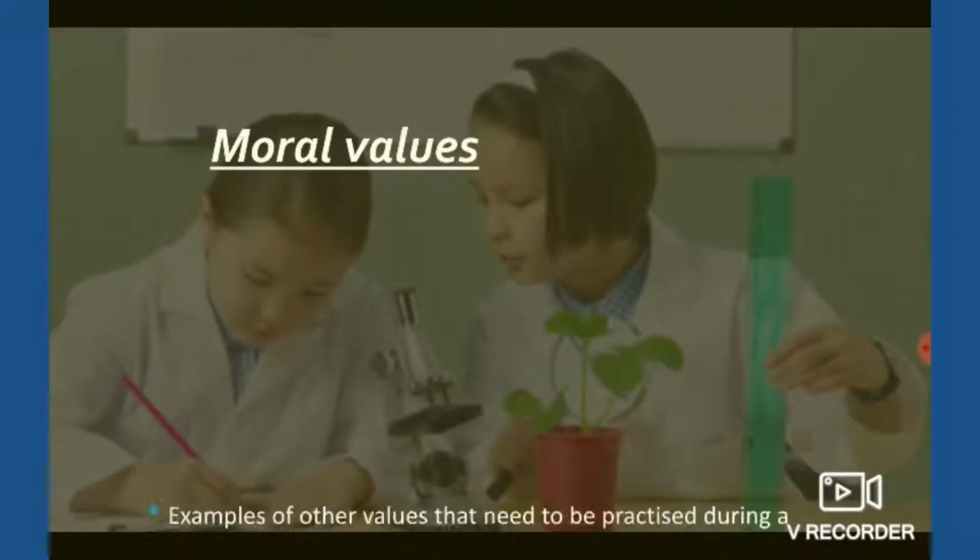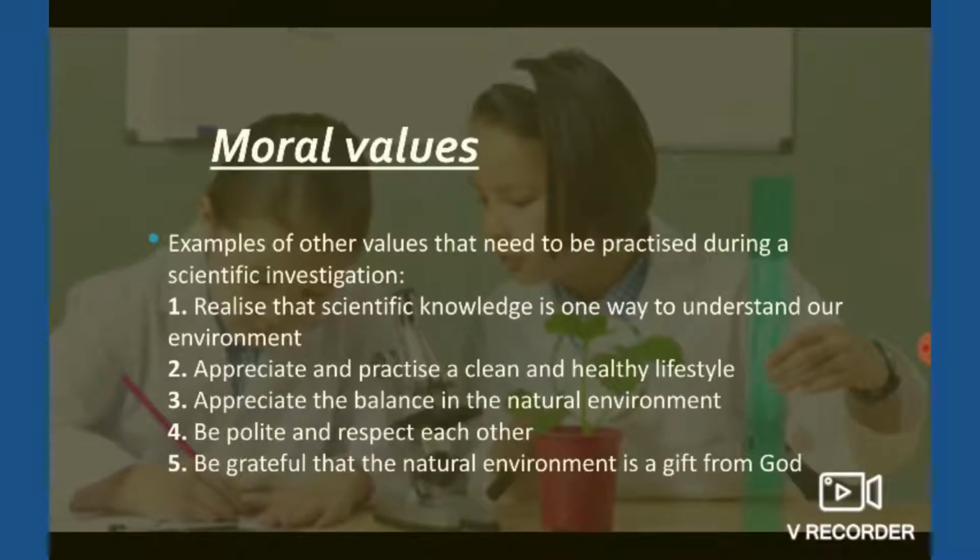Alright, moral values. These are a few examples of values that need to be practiced during a scientific investigation experiment. The first one, realize that scientific knowledge is one of the ways to understand our environment. Second, appreciate and practice a clean and healthy lifestyle. The third one, appreciate the balance in the natural environment. Number 4, be polite and respect each other. And the last one, be grateful that the natural environment is a gift from God.